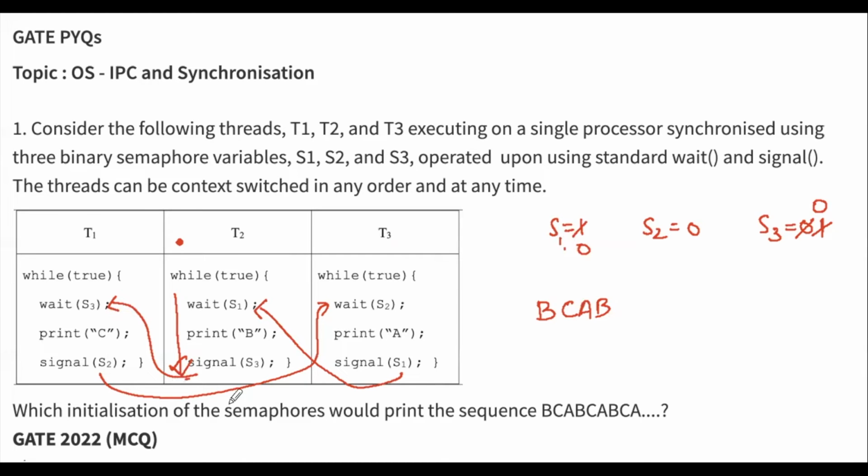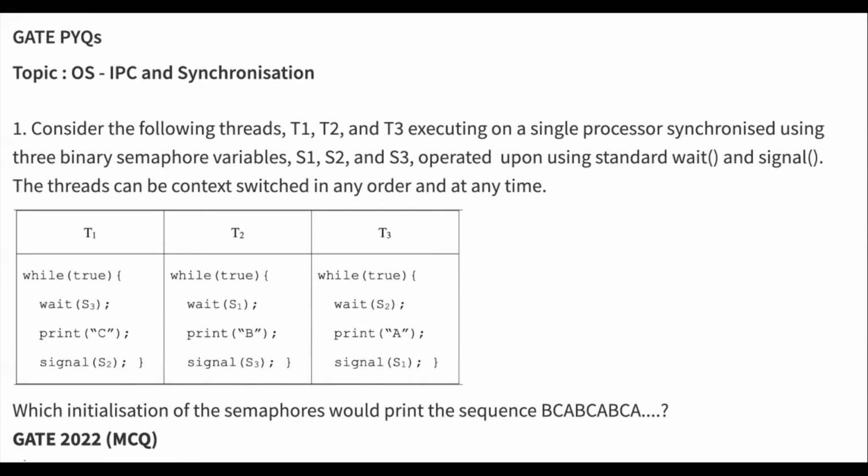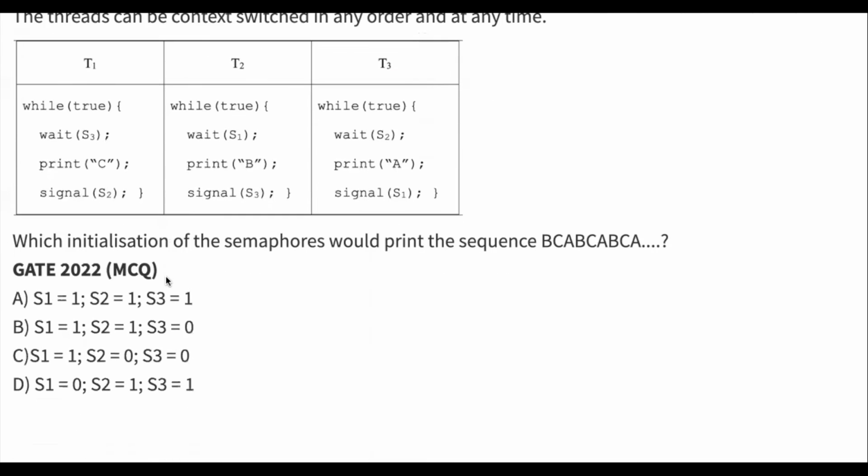They are asking only for the initial values of the semaphores. The initial value of S1 is 1, S2 is 0, and S3 is 0. So let's see the options now. Among these four options, option C has S1 as 1, S2 as 0, and S3 as 0. So this is the right answer.